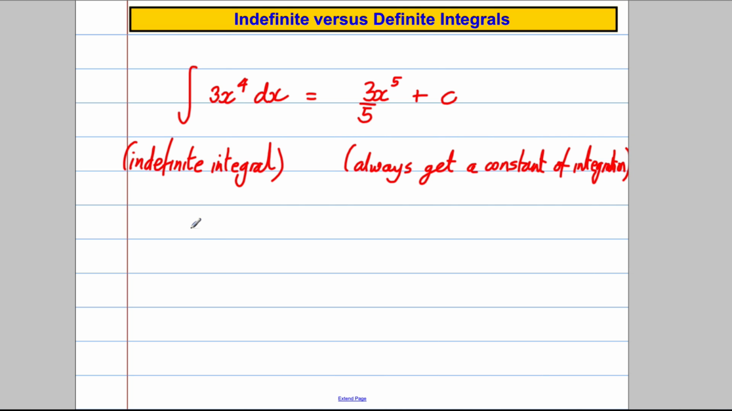Now, here's a definite integral. A definite integral would look like this. Can you see what the difference between them is? Well, you have numbers on the top and bottom, and these are called the limits of integration.